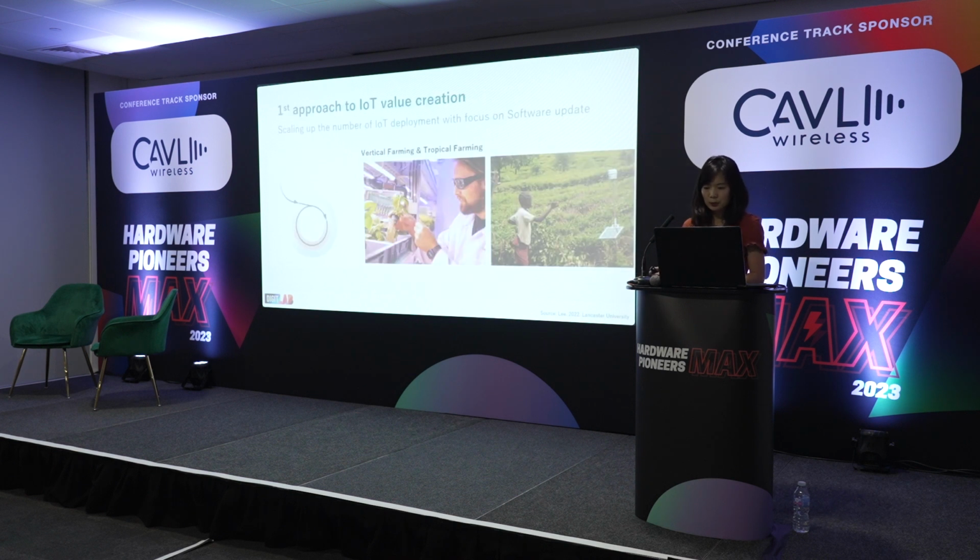And this is the first approach to IoT value creation, commonly observed if you have just launched your IoT system. Two cases, vertical farming and tropical farming IoT development, follow this trajectory through which the companies successfully released their system, then focused on scaling up the number of IoT deployments and releasing software updates to correct their system. Whilst scaling up, they can collect more data and increase the accuracy of the system in machine learning.